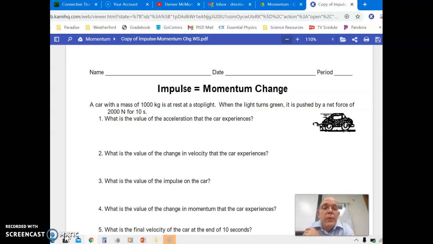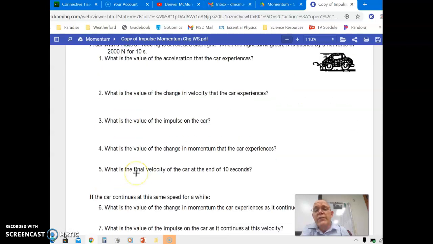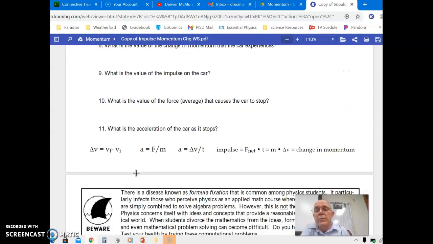So we have an impulse equals momentum change worksheet. Basically, this one is going to use some things we've talked about, impulse and momentum change, and how those affect each other. You will notice down at the bottom you have formulas.